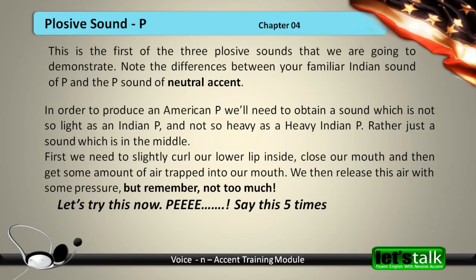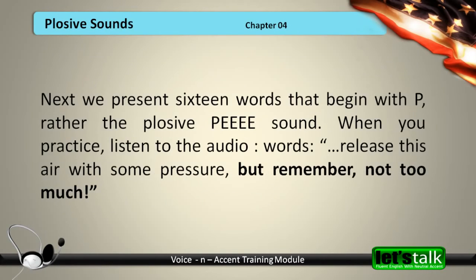First, we need to slightly curl our lower lip inside, close our mouth and then get some amount of air trapped into our mouth. We then release this air with some pressure, but remember, not too much. Let's try this now. P. Say this 5 times. Next, we present 16 words that begin with P, rather, the plosive P sound. When you practice, listen to the audio words, release this air with some pressure, but remember, not too much.